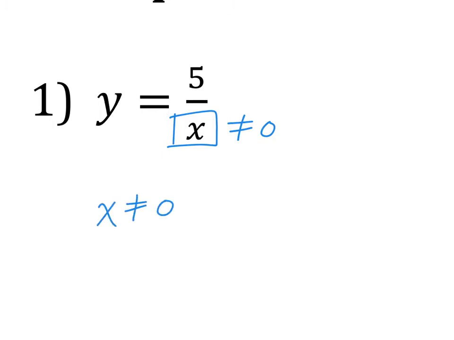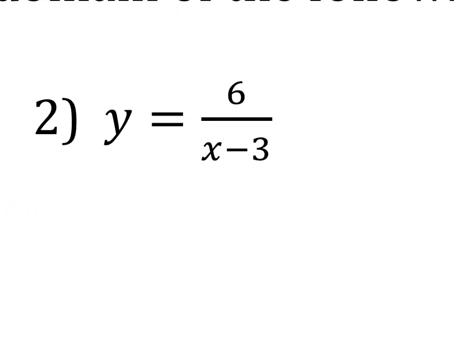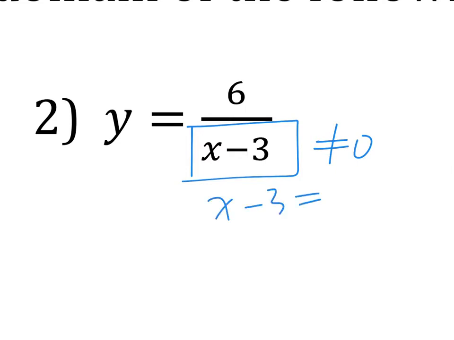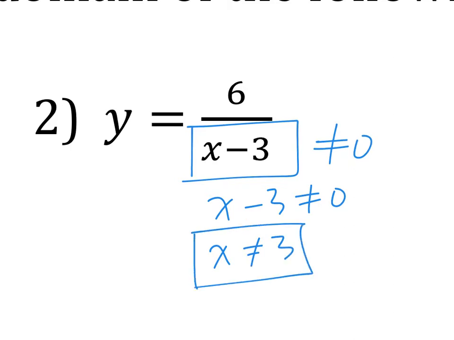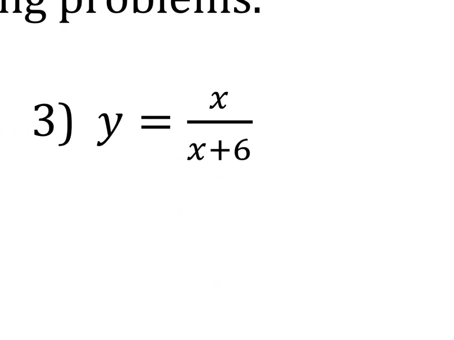So that's the domain. Domain means what can x be? We tell them it can be anything but 0, because 0 is going to make the denominator 0, and that's not good. Okay? All right, second one. What can x not be? 3. Yes, so this whole thing cannot be 0. So if you just solve, or eventually you guys are already there, which is very fast, just make it not equal to 0 like that. All right, next one. What can x not be? -6. Good.